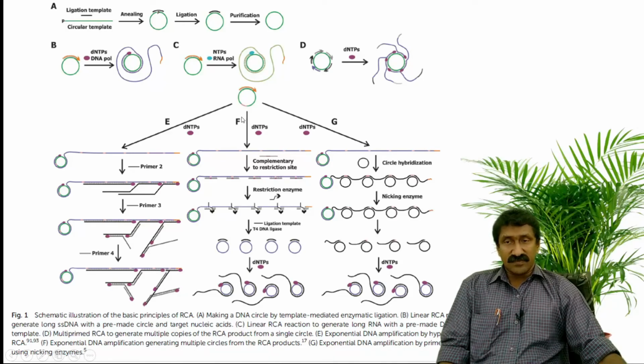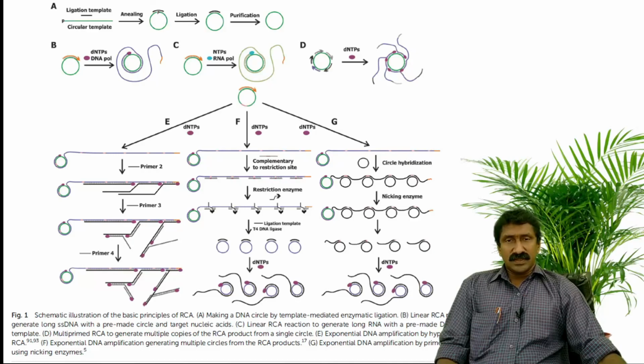In case F, exponential DNA amplification generating multiple circles of the product is produced. For example, here is the initial copy of the rolling circle replication. Then, with a complementary restriction site, restriction enzyme digestion is done. So it will create multiple copies, and each copy can be circularized. Initially the DNA is broken into fragments, then circularized into different circular DNAs, and again the rolling circle replication is done. So that is another method.